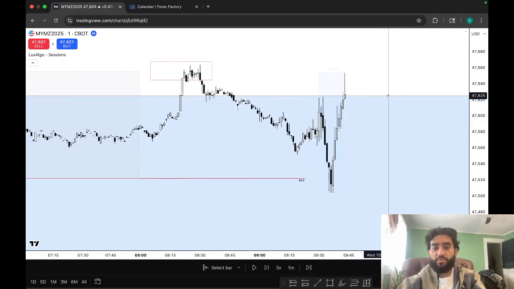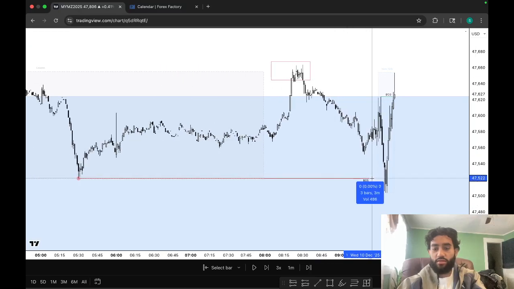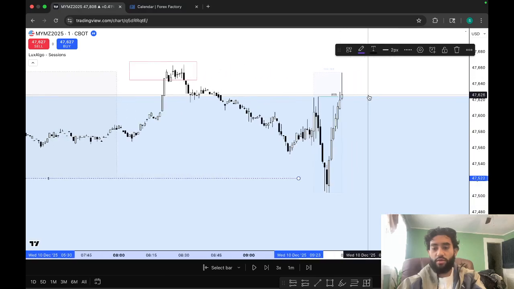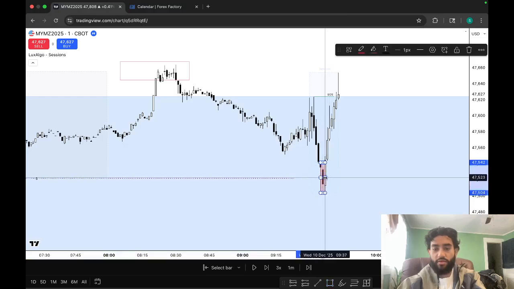This was my first indication that price was ready to move bullish. This was no longer a bearish break of structure. Instead, it was a liquidity sweep. Why? Because price came down, took out the buyers from here, and then failed to close below and made a bullish break. So this was my first trade idea of the day right here.